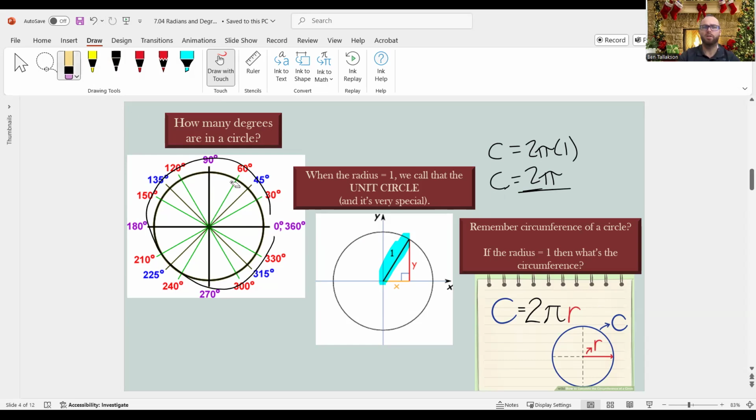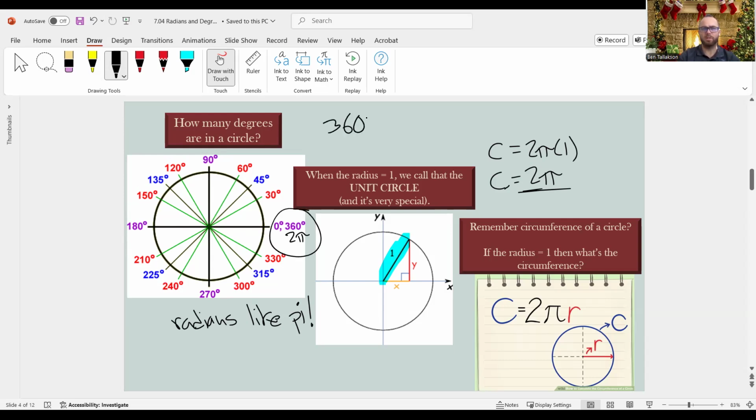Well, we call that radians, okay? So you could say 1 full time around the circle is 360 degrees. It's also 2 pi radians. So radians, you might want to write this down, like pi. So when you see pi measurements around, that's going to be radians. And what this means is that 360 degrees is equal to 2 pi. Those are the same measurement, the same distance around the unit circle.